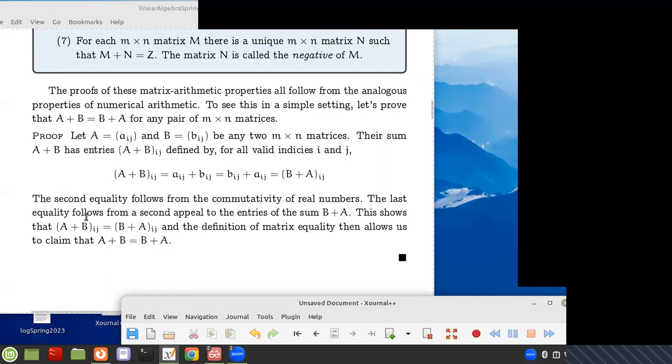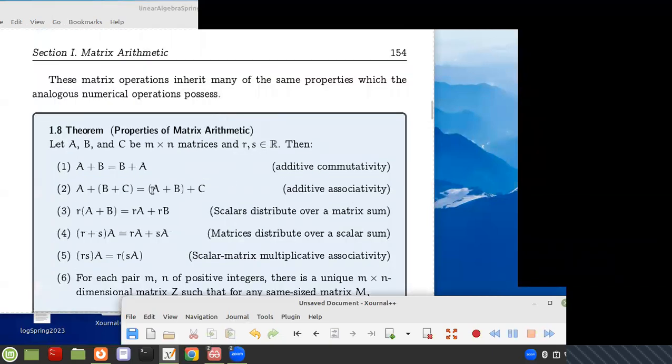The last equality comes from a second appeal to the entries of the sum, which we read backwards, of Bij, which shows this is equal, and from the definition of matrix equality is the claim A plus B equals B plus A. So this just tells you why this is true in terms of the definitions and in terms of commutativity. And that's true.